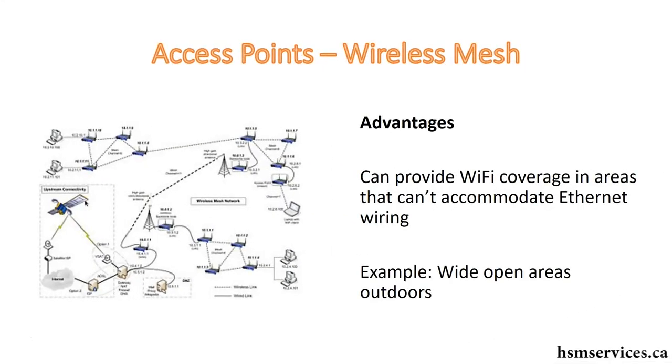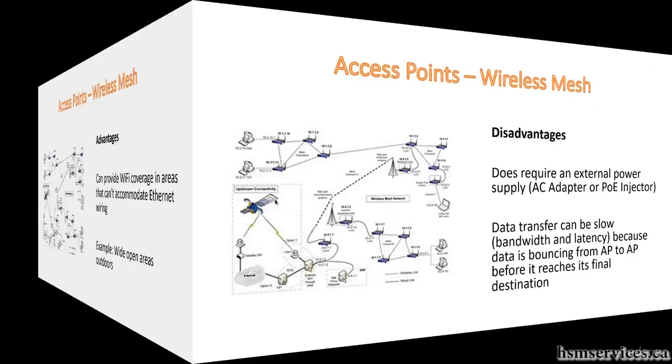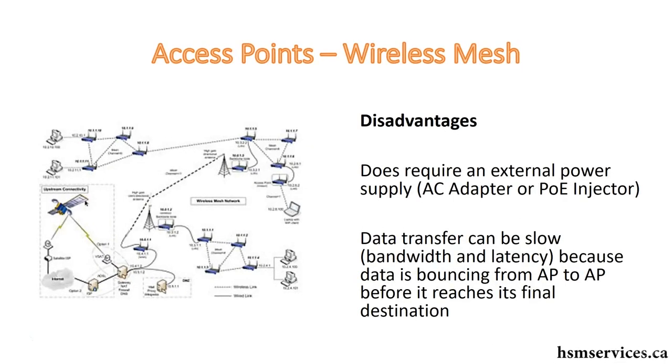So, advantages. Yeah, it can provide Wi-Fi coverage in areas that can't accommodate your Ethernet cables, especially wide open areas outdoors. But of course, it does need a power supply. So for those APs that don't have a data cable, power is not an option over that non-existent cable. So you need to get a power outlet next to that AP. You've got no power and no data, then what do? Well, we'll talk about that.